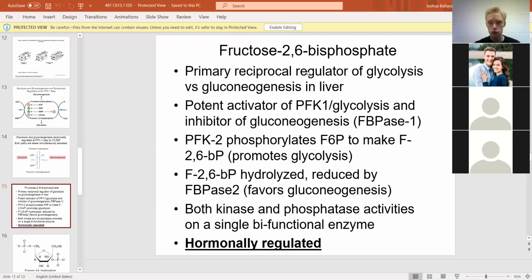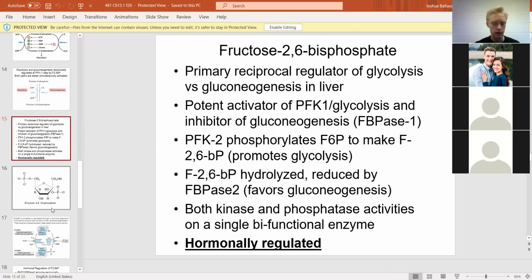This fructose 2,6-bisphosphate, it's important to understand that it's hormonally regulated. So insulin plays a role in this factor as well, with the hormones. This is one of the key slides that's important to know with fructose 2,6-bisphosphate. It's a primary reciprocal regulator of glycolysis.